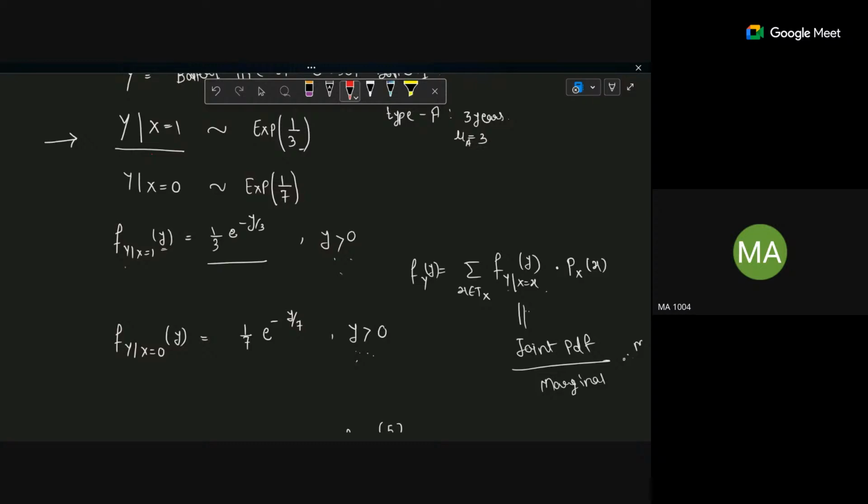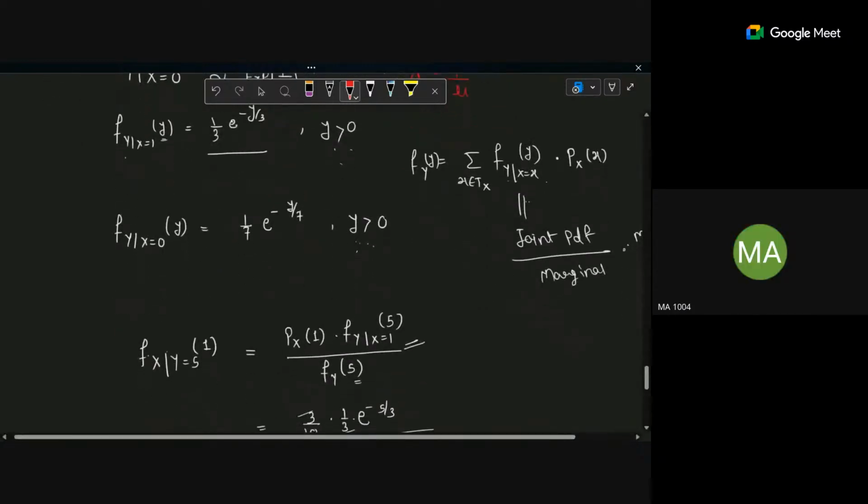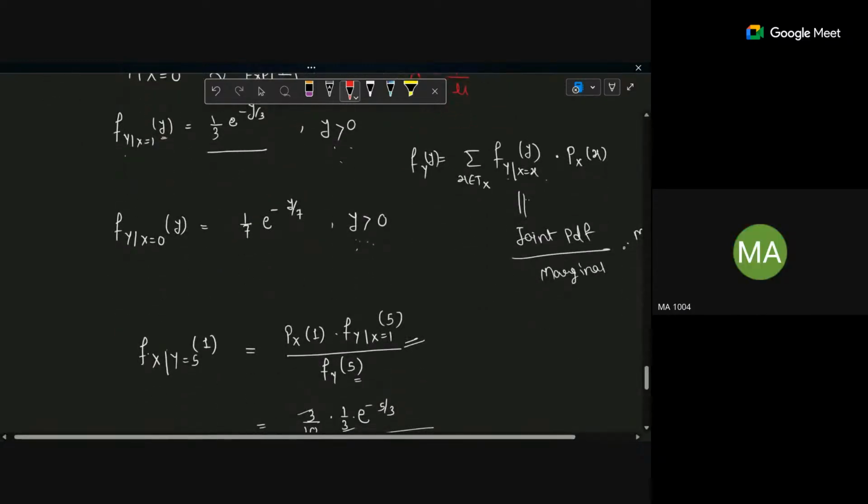Once the expectation, the mean, is given to you, your lambda is nothing but 1 by nu. So we wrote the distribution for both of the cases, that is, what will be the lifespan given that you have chosen a type A battery and a type B battery. So these were their distributions.